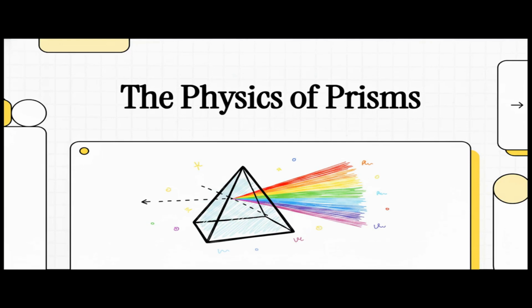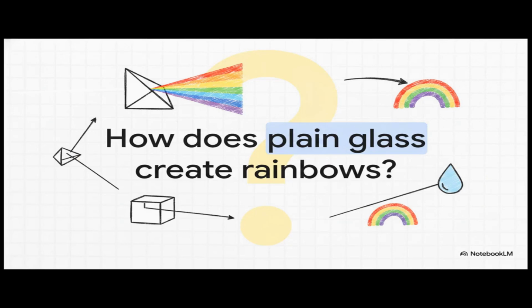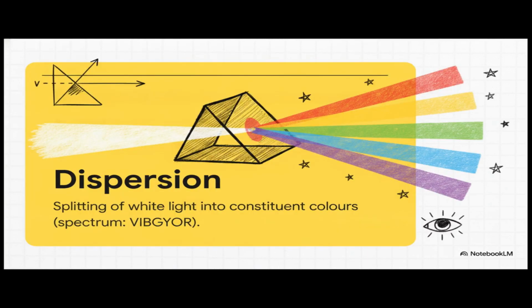Hey, welcome to this explainer. Ready to dive into the hidden physics inside a simple glass prism? Ever wonder how plain glass creates rainbows? Well, it's all about bending light, and honestly, it's incredible. We call this dispersion. It's literally just ordinary white light splitting into the whole visible color spectrum.